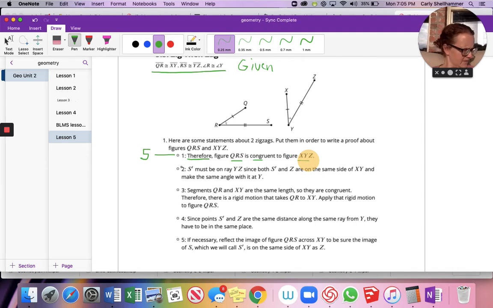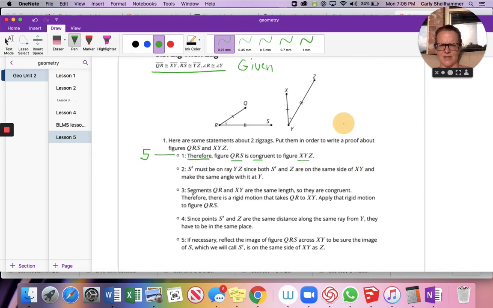Okay? So I definitely like that one. Maybe not. They say that is number... Yep, we're good. It's right. I just got confused at the answer key. So let's read number 2. S prime must be on ray YZ since both S prime and Z are on the same side of XY and make the same angle with it at Y. No idea what that one's talking about.